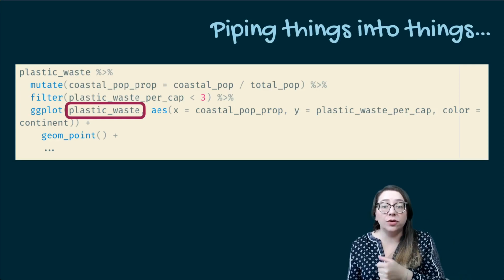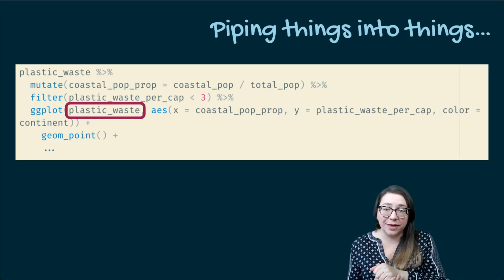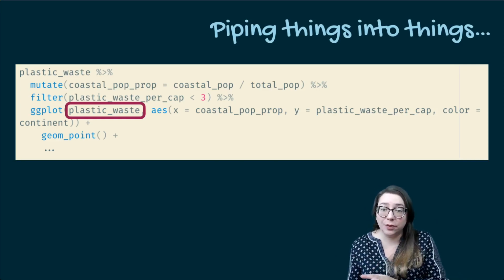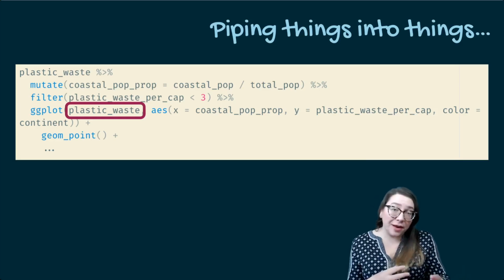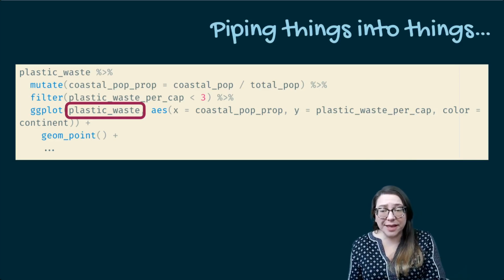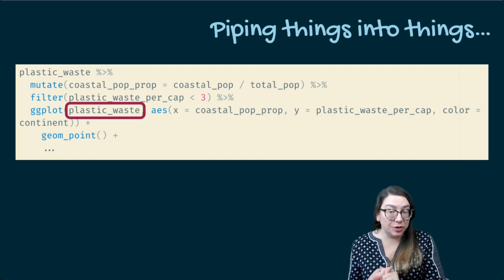But I've seen a lot of code where in that same pipeline, many of you were specifying the data frame again. So what happens here is that in the first three lines, we are starting with a plastic waste data frame, then creating the new variable, which is the coastal population proportion, then filtering the data for where plastic waste per capita is less than 3, but then we're piping that into a ggplot call where we once again are giving it a data argument, which is the plastic waste. So obviously that's not going to work because one, even if it did work, you would be plotting the full data set as opposed to the filtered data set.